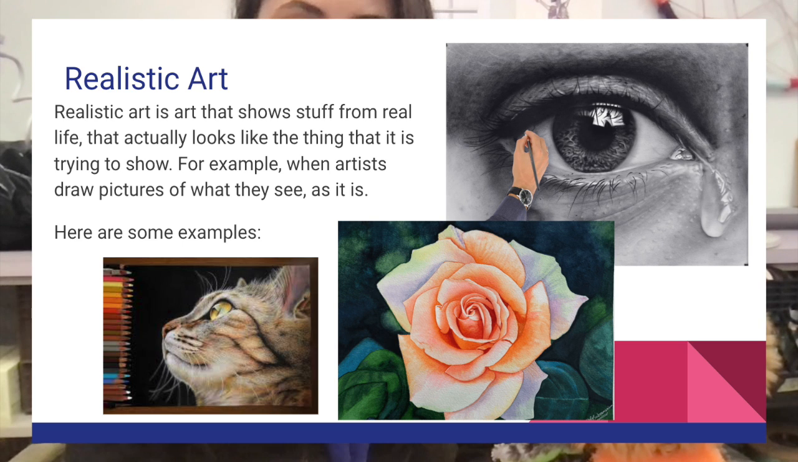And here are some examples. We have a very realistic eye, which looks so real, it almost doesn't even look like a drawing. Same with the cat, and also the flower. So all of those things are very realistic, very well done, using a lot of art skill to get those done.